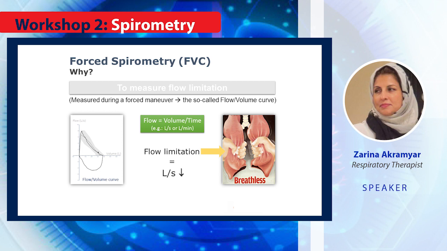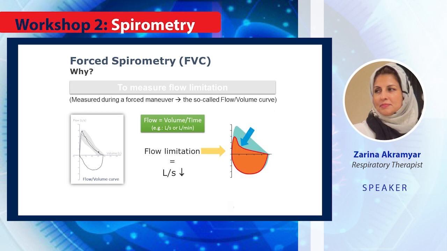That's why we do the test forcefully. We don't do it slowly, because if you do it slowly, we will get the ABC. We do it forcefully, so we can see how much they can blow in 1 second. You see this scoop? Yes. This shows the patient has obstruction. The blue one is the normal, and the orange is obstruction.